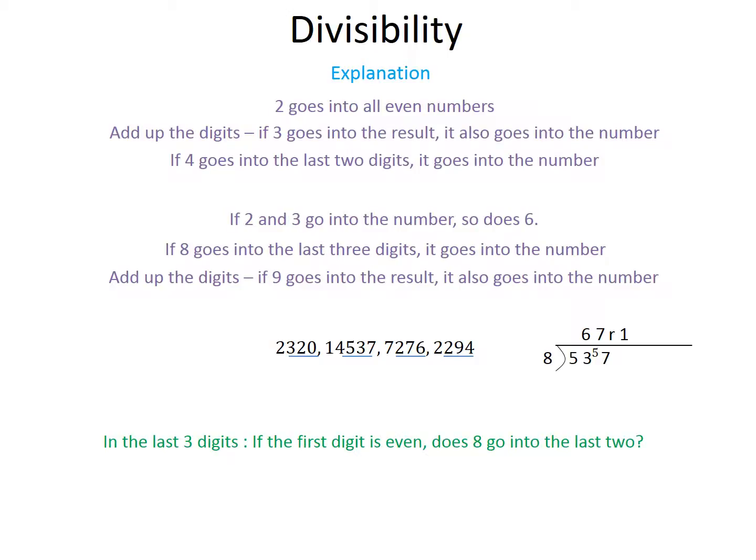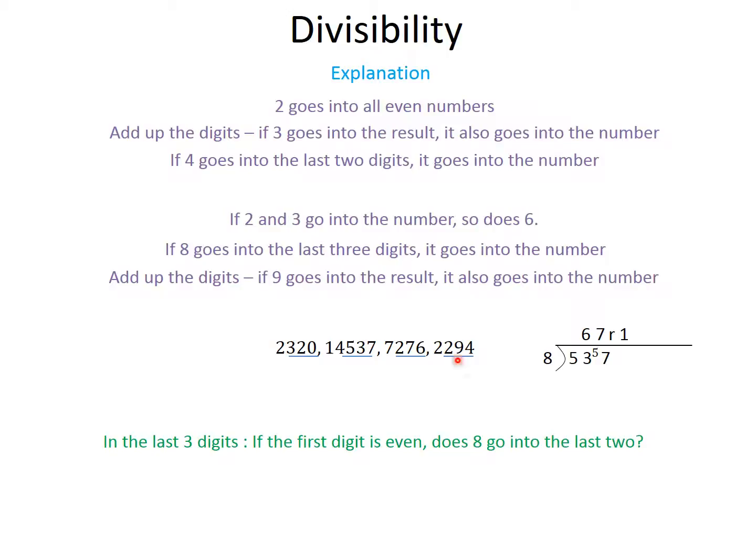And so here's the thing. In the last three digits, look at the first digit. So this one here is odd, this one's odd, this one's even, and this one's even. Okay, so if it's even, does 8 go into the last two digits? So does 8 go into 76? Is that on our times tables? It's not. 8 goes into 72 and into 80.